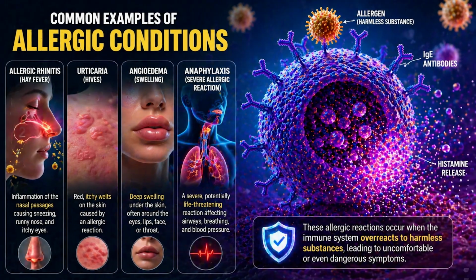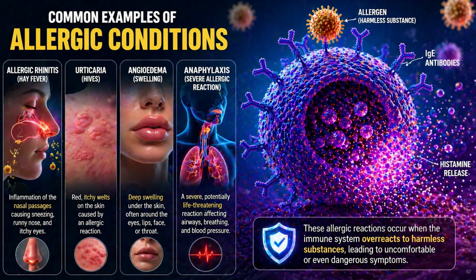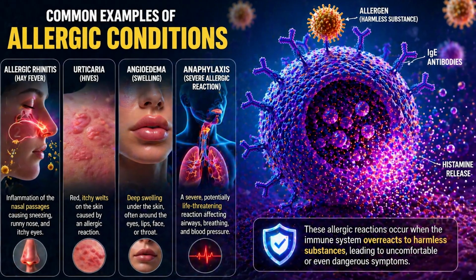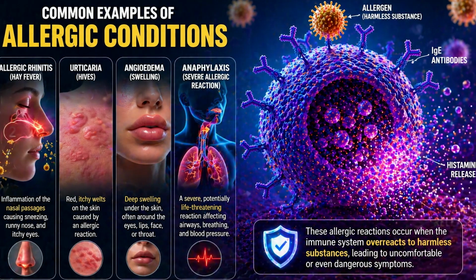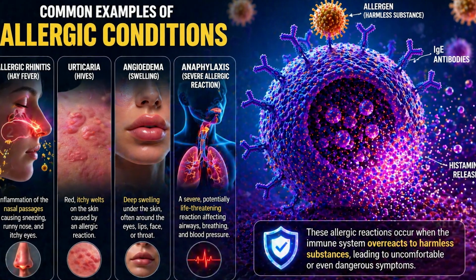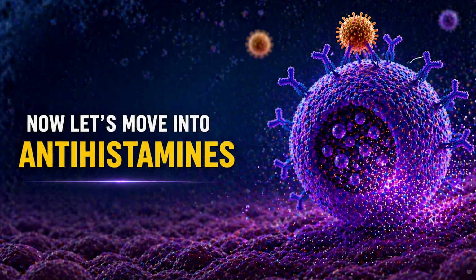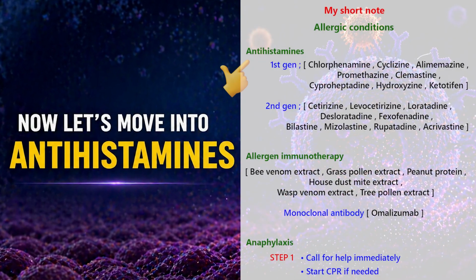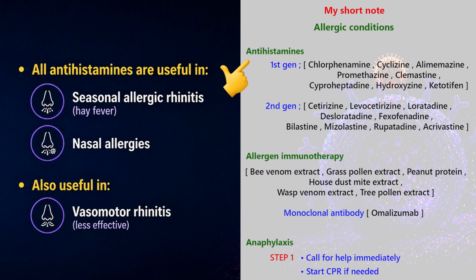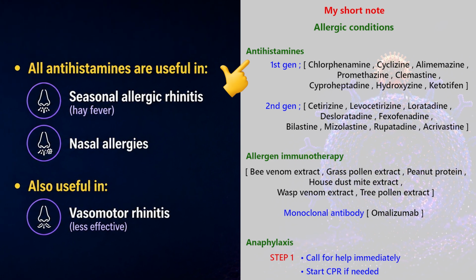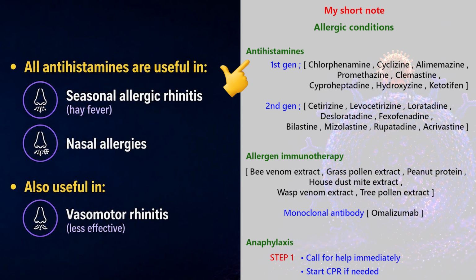Common allergic conditions you must remember: allergic rhinitis, also called hay fever, urticaria, which is hives, angioedema, deeper swelling, and the most dangerous, anaphylaxis. Now let's move into antihistamines, very important for exams. All antihistamines are mainly used for allergic rhinitis, especially seasonal. So when patients come with pollen allergy, this is your go-to group.